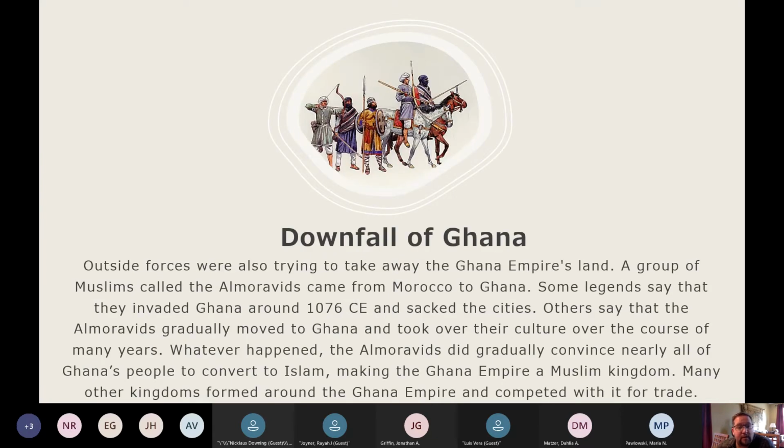Outside forces were also trying to take away Ghana's empire's land. A group of Muslims called the Almoravids came from Morocco to Ghana. Some legends say that they invaded Ghana around the year 1076 and sacked the cities. Others say that they gradually moved into Ghana and took over the culture over the course of many years. Whichever one happened, whether it was all at once or throughout the years, they did gradually convince nearly all of Ghana's people to convert to Islam, making Ghana's empire a Muslim kingdom. Many other kingdoms formed around Ghana's empire and competed with it for trade.